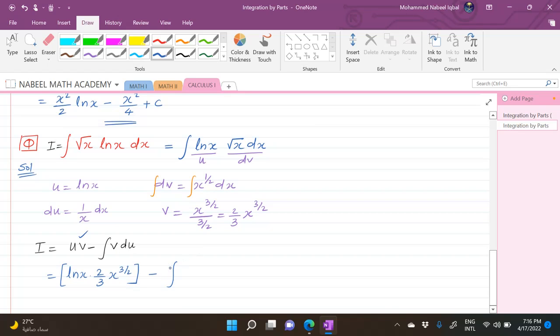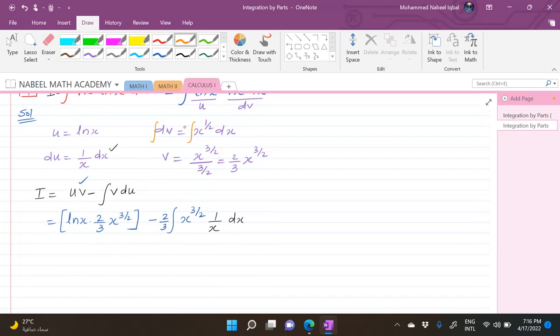The v value is 2 over 3, which is a constant, I will take it outside, times x to the power 3 over 2. Now what about the du? The du is nothing but 1 over x dx. How will you simplify this one? First of all, you have to simplify this before integrating. How will you simplify x to the power 3 over 2 times 1 over x? If you bring x power 1 up, you will have minus 1. Therefore, the answer will be x to the power half. So I write the constant term first: 2 over 3 x to the power 3 over 2 ln x minus 2 over 3 integration of x to the power half dx.